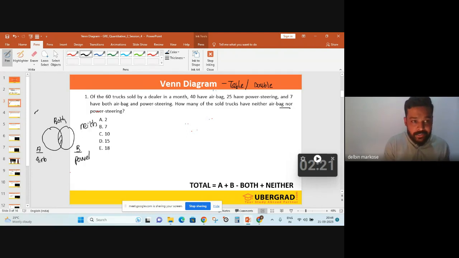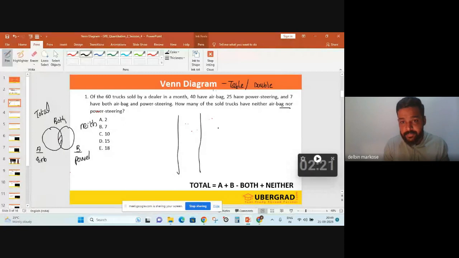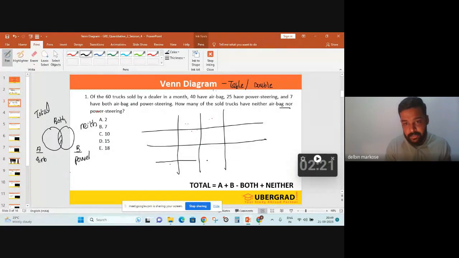Same thing for a table structure. If you want to do it in a table structure, make sure that you draw 3 lines vertically, 1, 2, 3, and draw 3 lines horizontally. Remember, this is the total number. Now you can write the categories here: airbag, power steering. Make sure that if you write airbag here, you write no airbag on the other side.